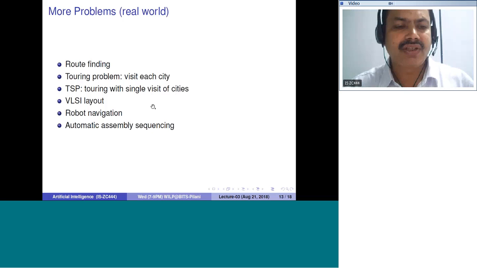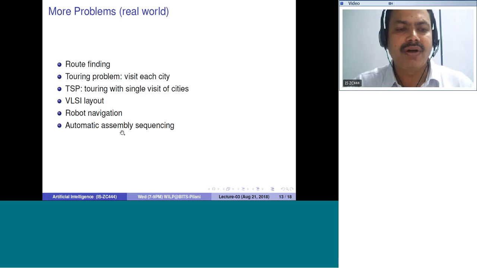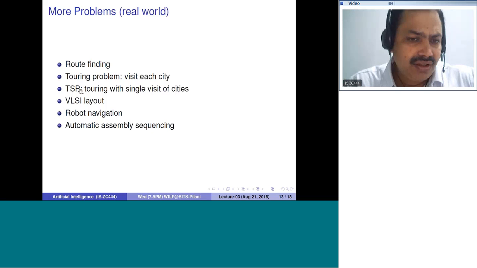Automatic assembly sequencing is also a difficult problem. It means you want to build something, so you have to specify the order in which these things should be combined, so that at the end this particular product comes out. The very important part is this: if you change the sequence, it may be that at the end you cannot add more items, and therefore you have to redo some things to put something inside. So there should be a proper sequence; until there is one, you cannot assemble all these things. These are the problems.